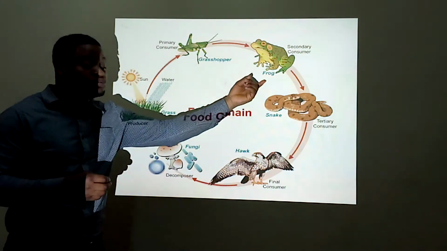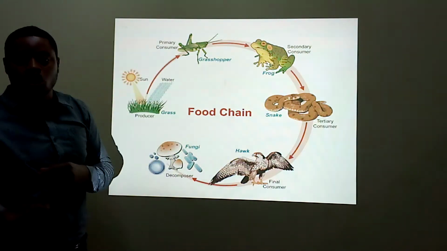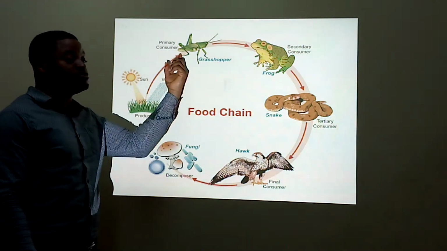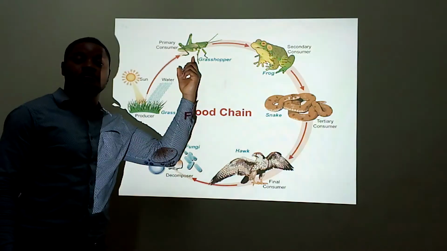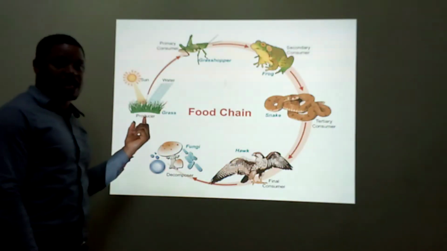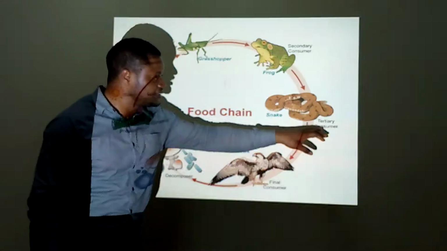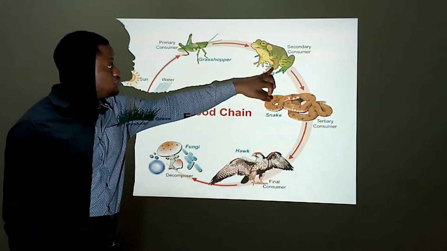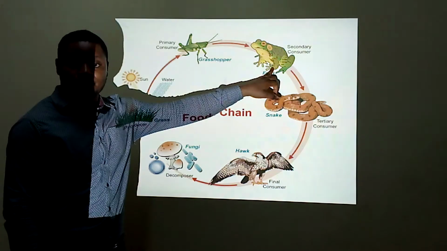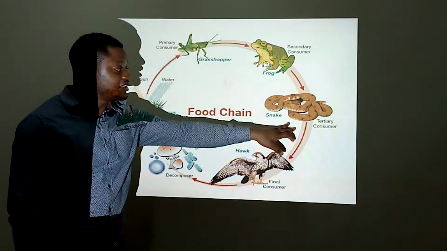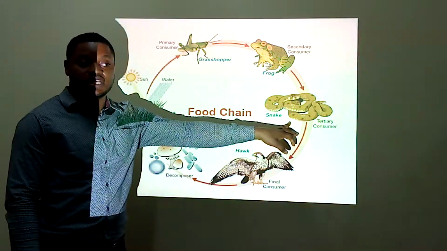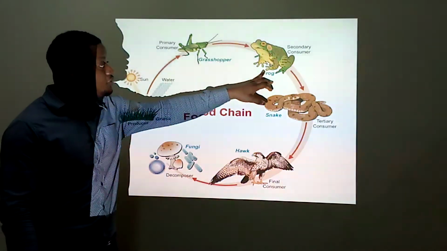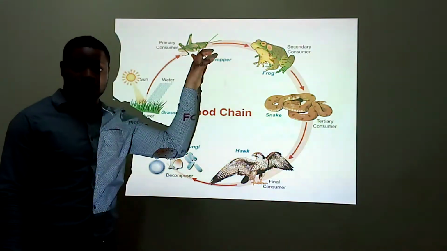I call it a simple predator because it feeds on animals. Why is this the primary consumer? Because it does not feed on animals, it only feeds on plants. Now we have snake. This is a tertiary consumer. It can feed on frog. It's called a tertiary consumer and is a broad predator. It can feed on frog as well as grasshopper.